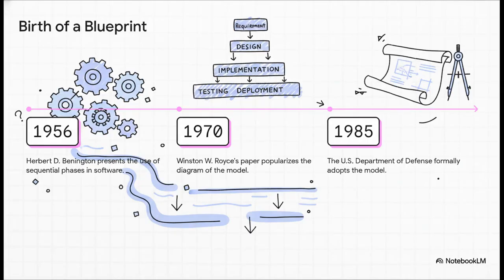Now, this whole idea isn't new at all. Its roots go way back to the 50s. But it really blew up after a 1970 paper by a guy named Winston W. Royce, who introduced the diagram we all know today. It quickly became the first real, formal, common-sense way to manage these huge, messy software projects. In fact, it was so influential that by 1985, the U.S. Department of Defense made it their official standard.